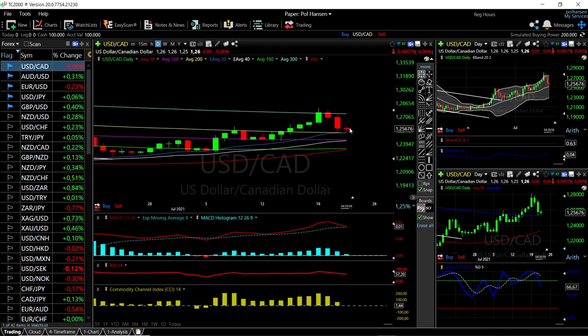If we have found quite a lot of stabilization here, one or two more days at the same level, then this could basically go and test the 300 moving average again.